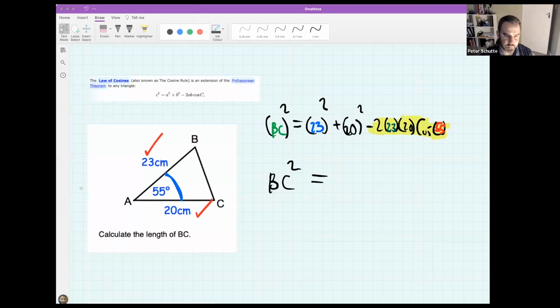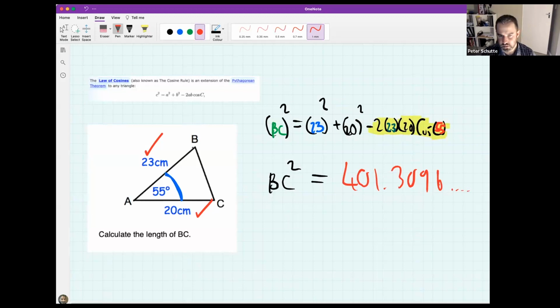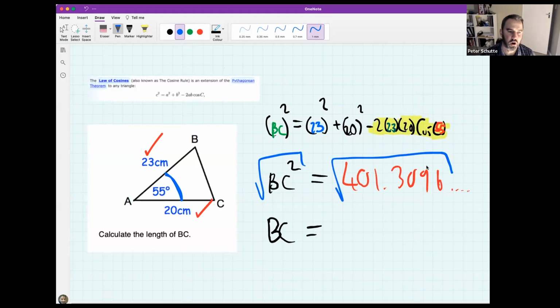We're getting 401.3096, blah, blah, blah. Now, I don't want BC squared. What I really want is BC all by itself. So I'm going to use a trick on my calculator. What I really need to do is square root both sides, but that would take a little bit of extra time. I'm just going to use the answer.